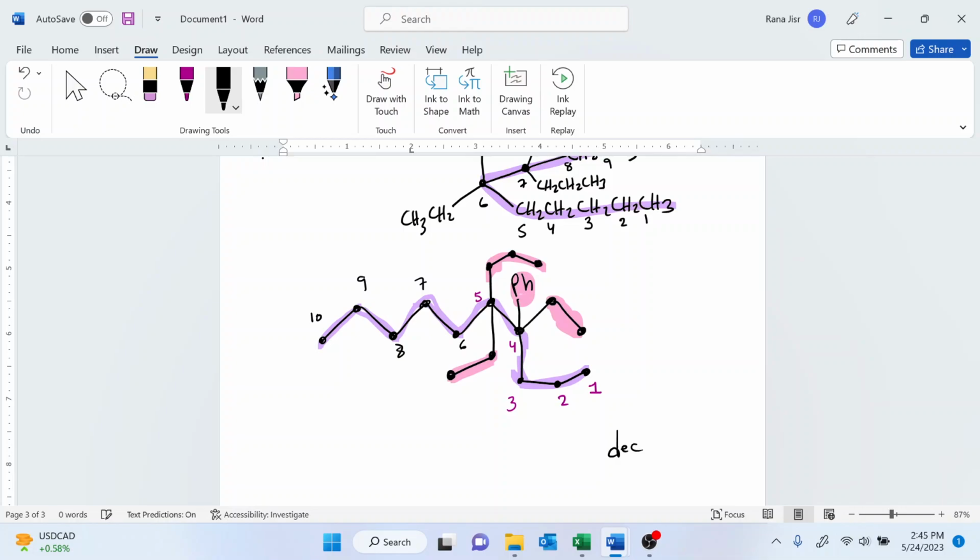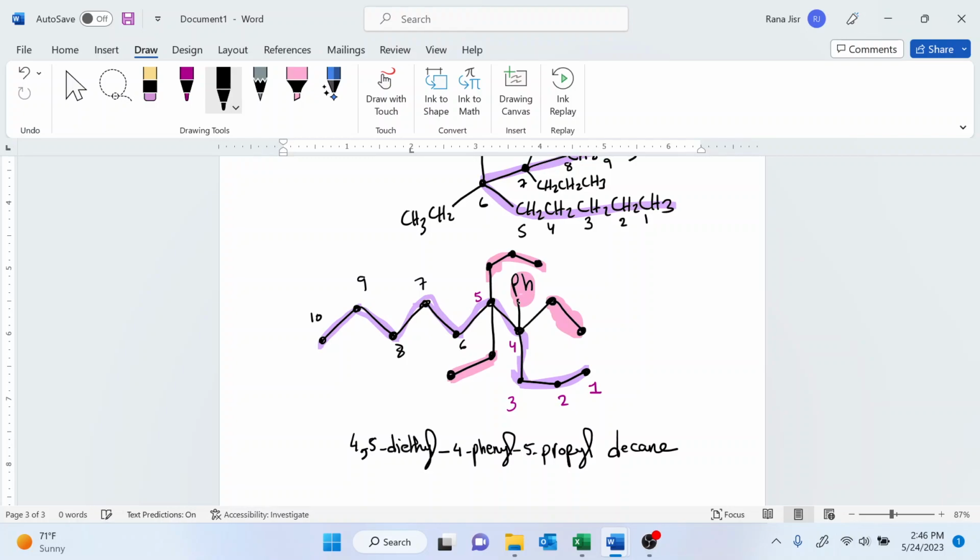So this is decane. And then on 4, I have phenyl, ethyl. So I have 2 ethyls in there. E comes first. So I do have a 4,5-diethyl. This is going to be 4, 5. This is a comma. Diethyl. And then I have a phenyl and a propyl. Phenyl comes first, so it's going to be 4-phenyl alphabetically, 5-propyl.